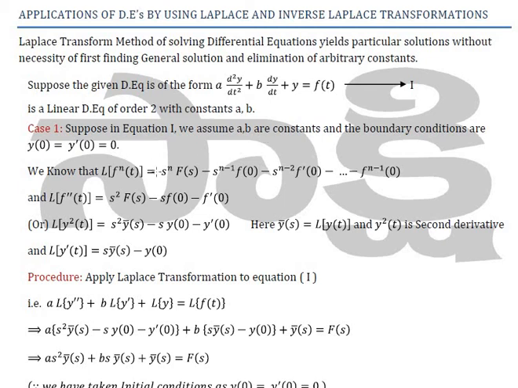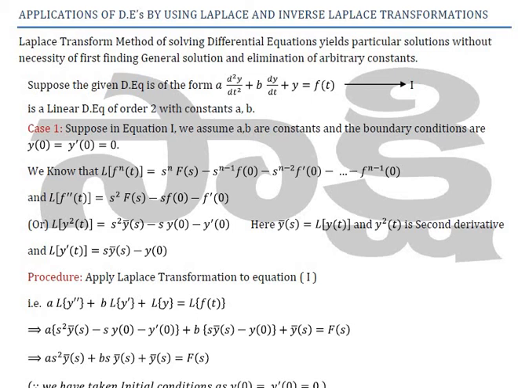So what will happen then? We know the formula for the derivative: L of f^(n)(t) equals s^n F(s) minus s^(n-1) f(0) and so on, and L of f''(t) equals s² F(s) minus s f(0) minus f'(0). So L of y''(t) is s² ȳ(s) minus s y(0) minus y'(0). Here we just replace F(s) by ȳ(s) equal to L of y(t), and y'' is the second order derivative, and L of y'(t) equals s ȳ(s) minus y(0).